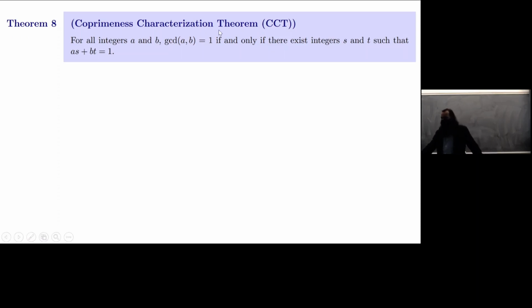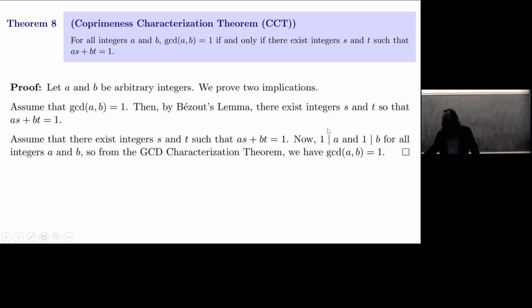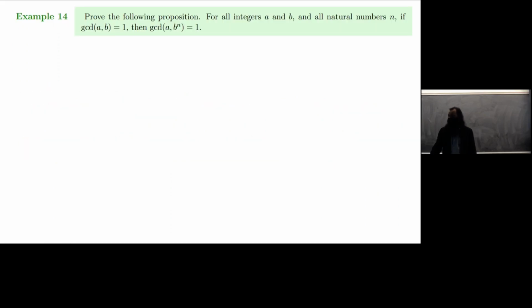Yeah, whenever you want to prove that something is the GCD, in this case you want to prove that 1 is the GCD, then you want to prove that 1 divides A, 1 divides B, and 1 is greater than or equal to 0, right? So here we have 1 divides A, 1 divides B, and 1 is also greater than or equal to 0, so we have the GCD of A and B is equal to 1. So by the GCD characterization theorem, we have that GCD of A and B is 1.